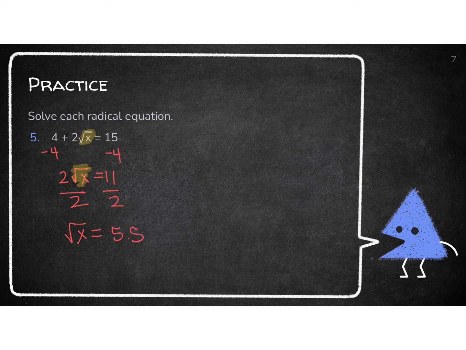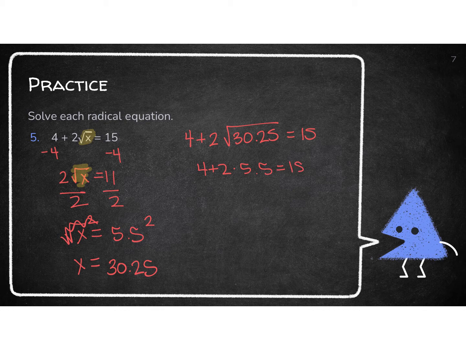So now, since that highlighted piece is alone, I can square both sides. Decimals are fine, you guys. Nothing is wrong with decimals. If I plug 5.5 squared into my calculator, remember that's 5.5 times 5.5. I'm going to get 30.25. So we're going to check that out with our original equation, see if that's a true statement. So 4 plus 2 times the square root of 30.25 equals 15. So plug the square root of 30.25 into your calculator, and you are going to end up getting 5.5.